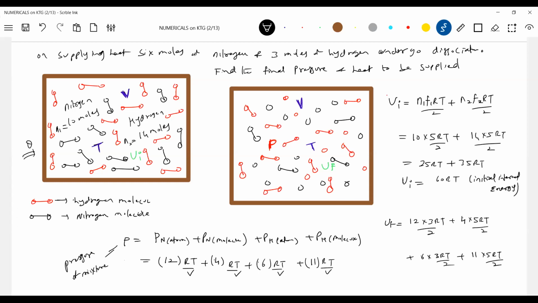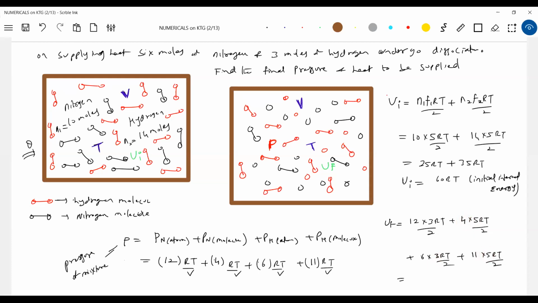Let me try to see this. Like a nitrogen atoms, 12 nitrogen atoms are there. What is the degree of freedom of a monatomic gas? 3, no? So I'll write 3 in place of F. Similarly, how many leftover nitrogen molecules? 6 will undergo dissociation, so 4 will be left over. What is the degree of freedom of a diatomic gas? It should be 5, so I'm substituting 5. The same thing for the hydrogen.